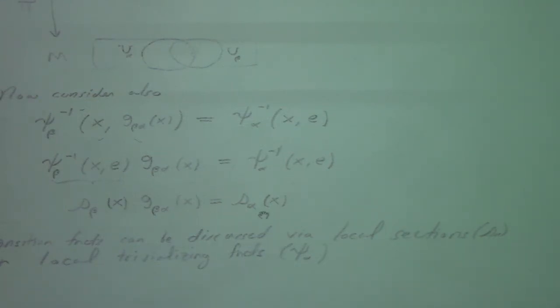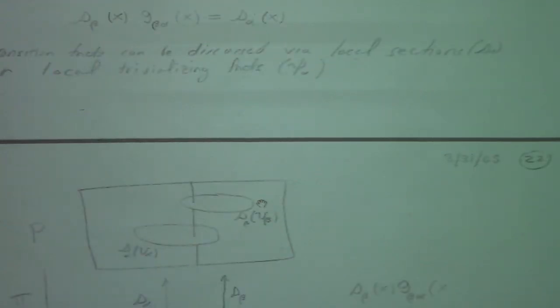Two local sections on overlapping chart domains. How are they related? At a given point over the base space, there's some group element that, when we multiply on the right, takes one local section to the other. It makes perfect sense. I mean, here's a picture of it.